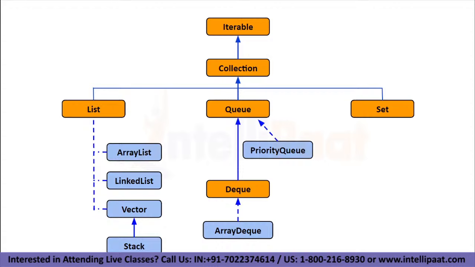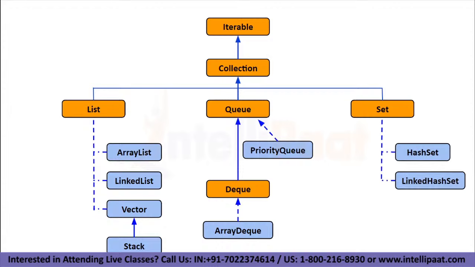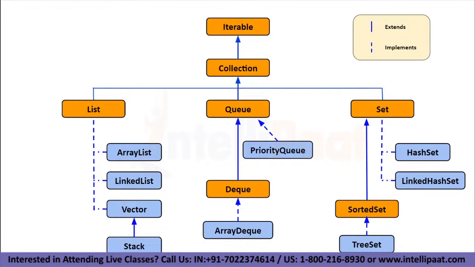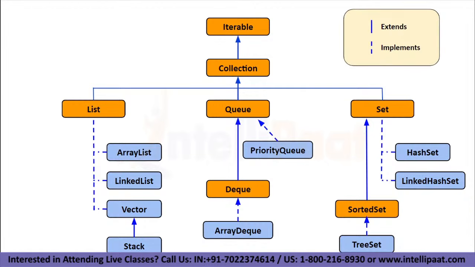Under the set interface, we have hash set and linked hash set. Then we have the sorted set interface extending the set interface, which further includes a tree set class. Now you can see the two types of connecting lines here, right? Remember, the dotted ones show the implementation by classes, whereas the dark lines represent the extension. All this structure is known as the collection framework hierarchy.